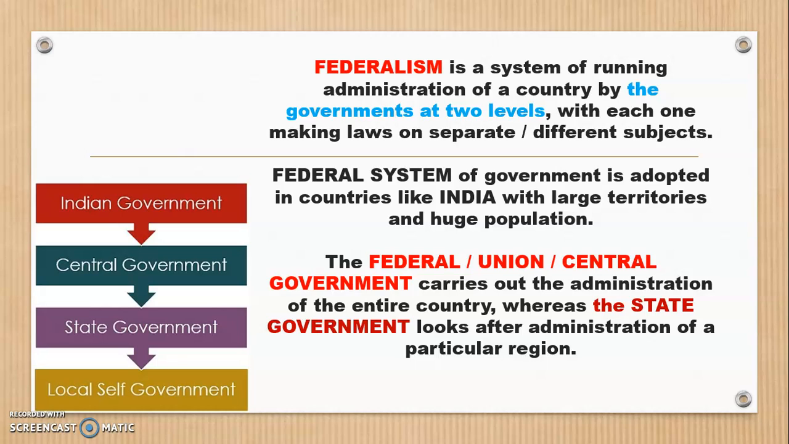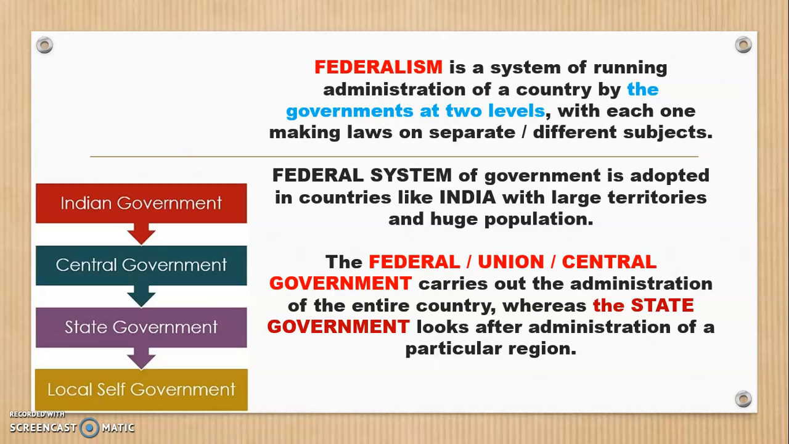So we have this federal system. Now what is this federal system? Federalism is a system of running the administration of a country by the government at two levels, with each one making laws on separate or different subjects. A federal system of government is adopted in countries like India, America and Brazil, which are larger in area and have a huge population.